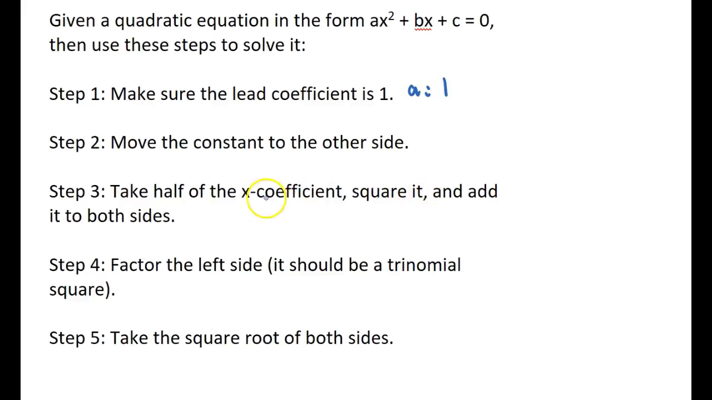Then, this is the most important part, I'm going to take half of the x coefficient, square it, and add it to both sides. Okay? Don't forget to add it to both sides. Once we do that, we have created a trinomial square that is easy to factor. So we're going to factor the left side, then we take the square root of both sides, and we've got our answer. Let's try it with an example.